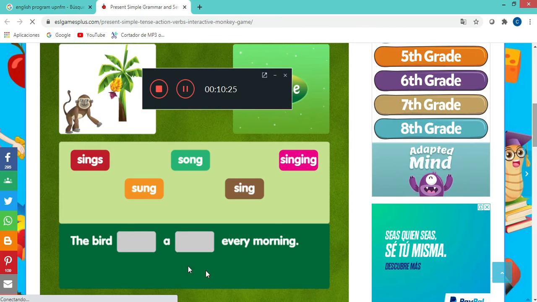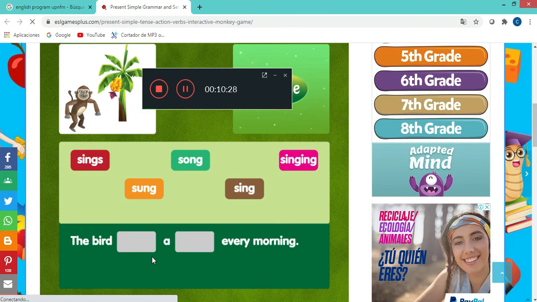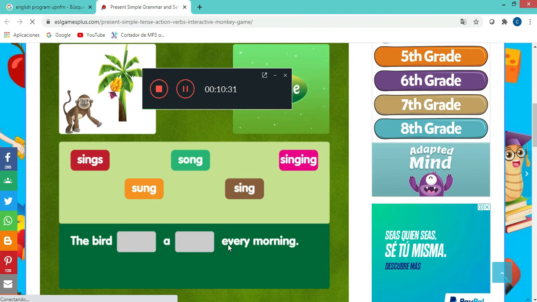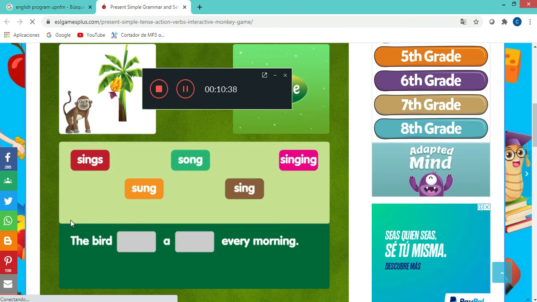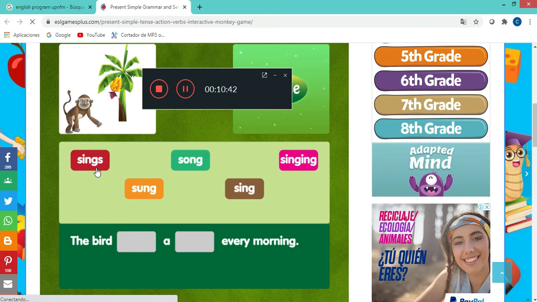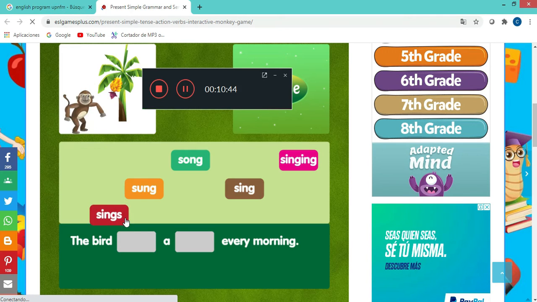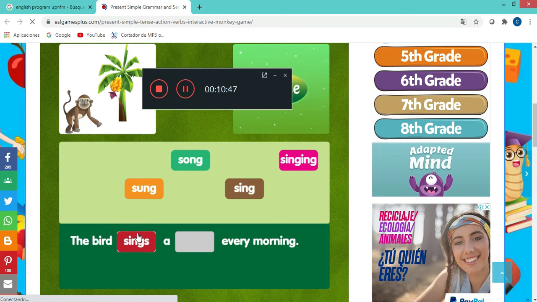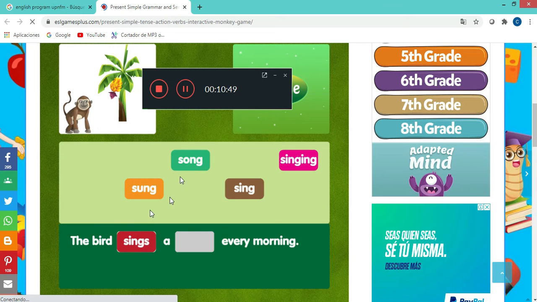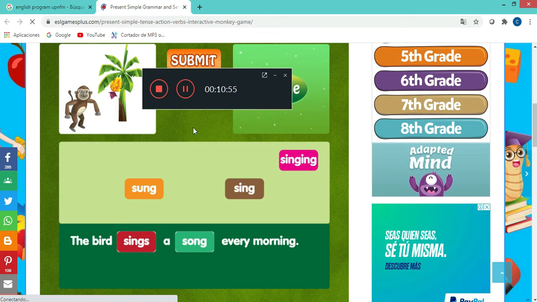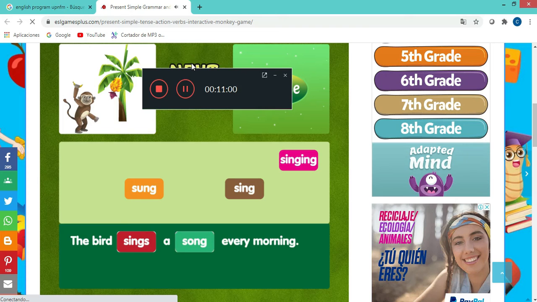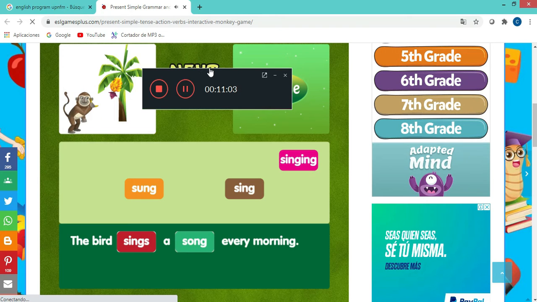It says here, the bird, every morning. The bird is only one bird. So that means that the action sings is going to be here. The bird sings a what? A song, canción, every morning. We're going to submit it. Excellent, very good. We're going to do the next one.